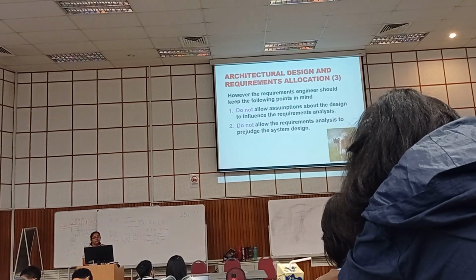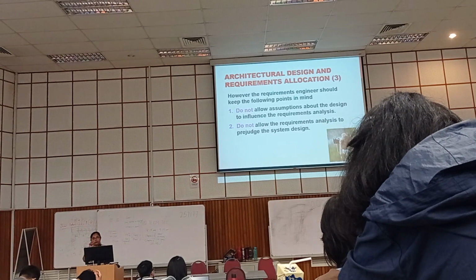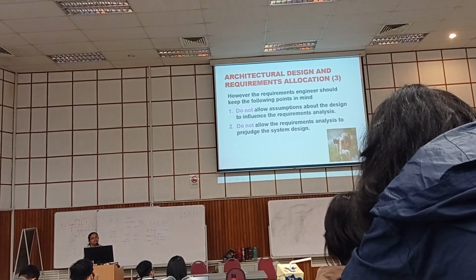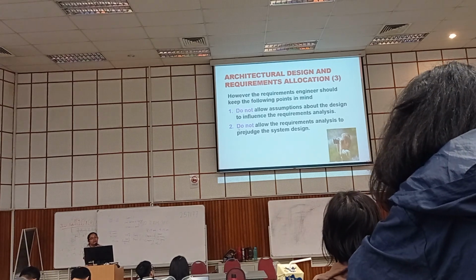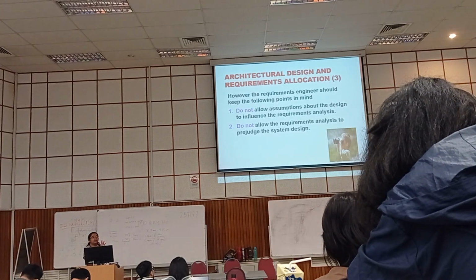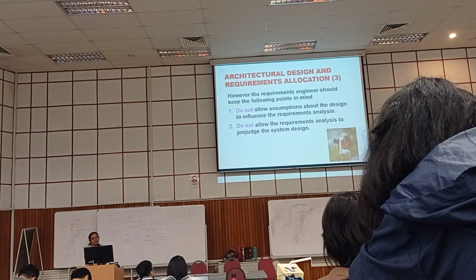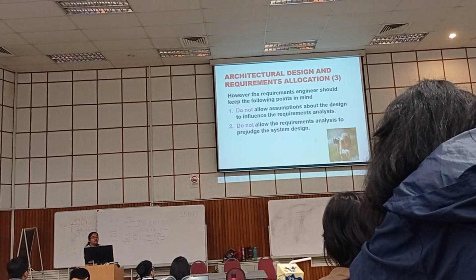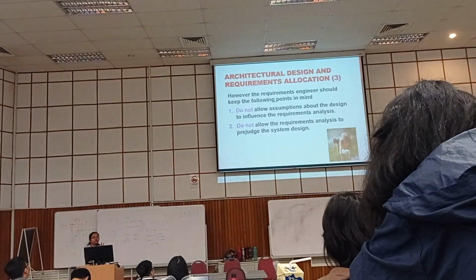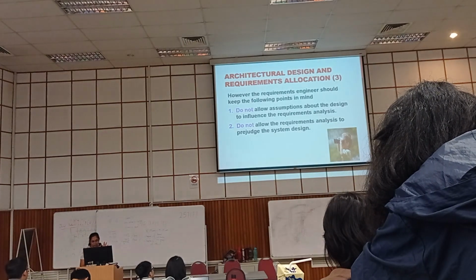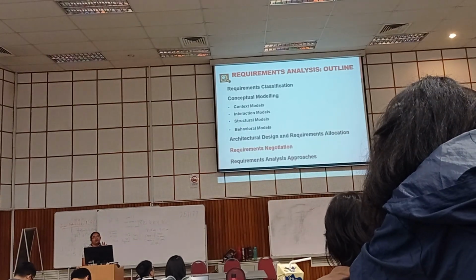Move on. One thing you need to know: do not allow assumptions about the system design to influence your analysis. Do not allow, because assumptions are not true. Assumptions are just assuming. Do not allow the requirement analysis to prejudge the system design. So these are the two things you need to bear in mind when you want to do the allocation. Okay, now negotiation.